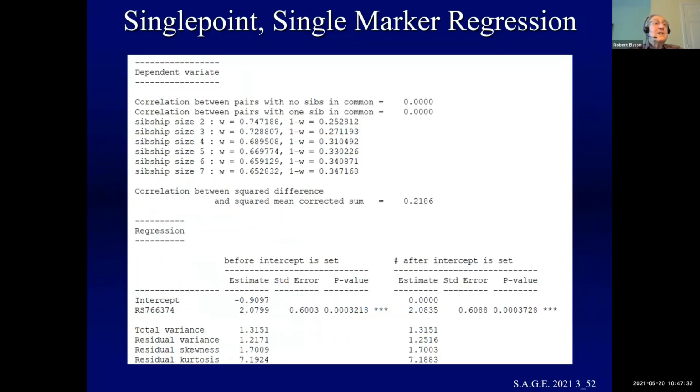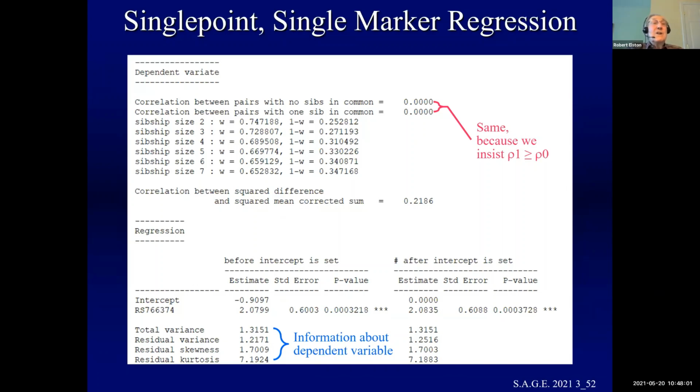Now let's look at this one. This is not relevant for that one. Oh, okay, it's giving you lots of detailed information. Let's look at the bottom. You have the information about the dependent variable. And you'll notice it says what's the correlation in sib pairs with no sibs in common and the correlation in sib pairs with one sib in common.